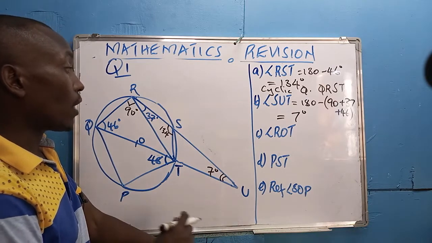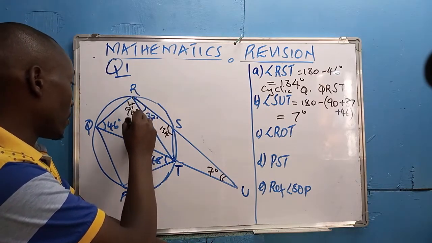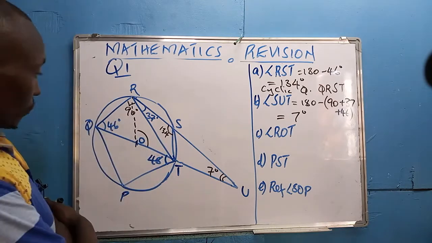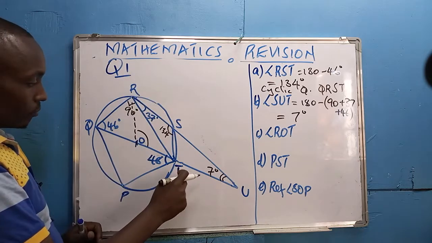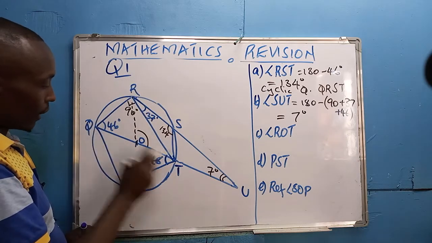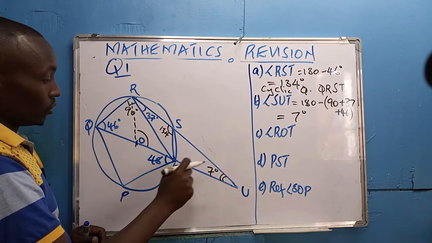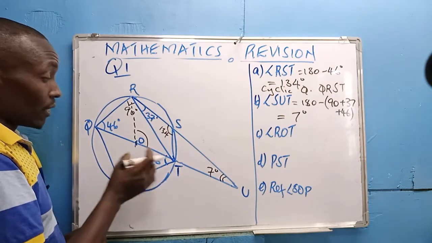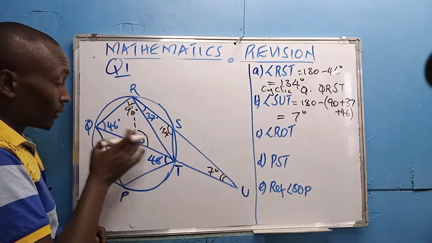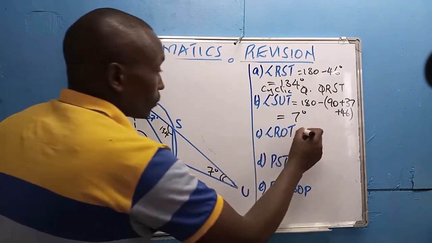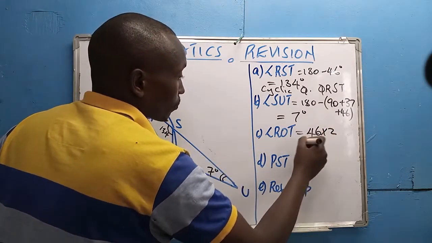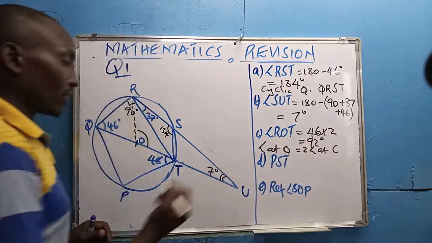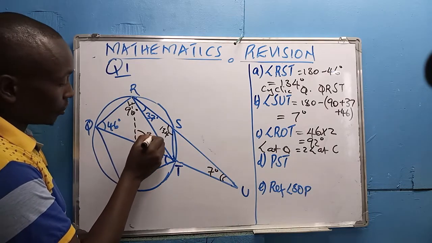Then I get the angle ROT. Yes, I'm working out that angle. Let's think about the chord RT. It is subtending an angle at the circumference here. The same RT is subtending the angle in question. So one of the properties that we studied: the angle subtended at the center is always twice the angle at the circumference. So for that one, it is 46 times 2, 92 degrees. The reason for that: the angle at the center is always twice the angle at the circumference. So we have this is 92 degrees.